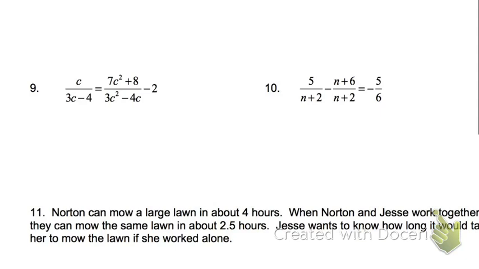Okay, looking at number 9. I'm going to go ahead and put this over 1. And what can I do here? I can't cross multiply because I have this -2, but I can take out a c. And I'm left with 3c minus 4. Now what is my least common denominator? And then 1. C, 3c minus 4.